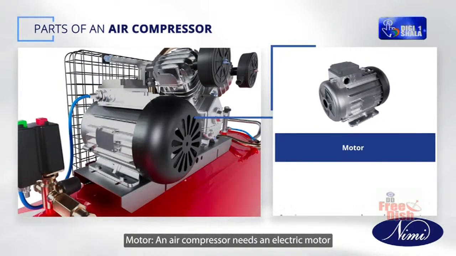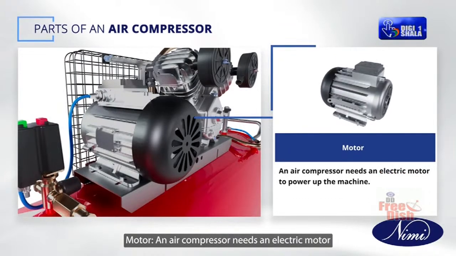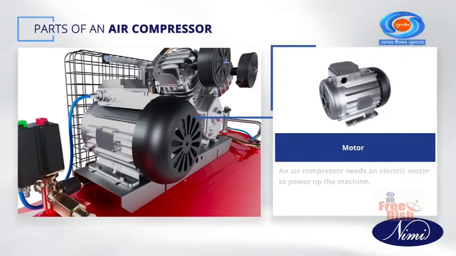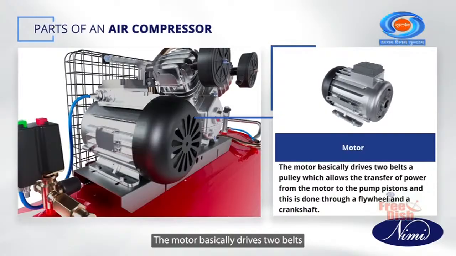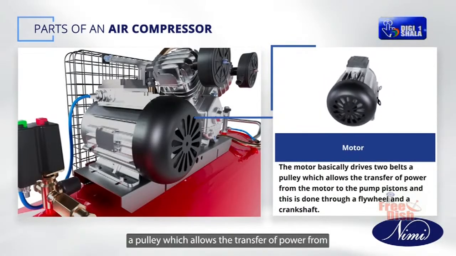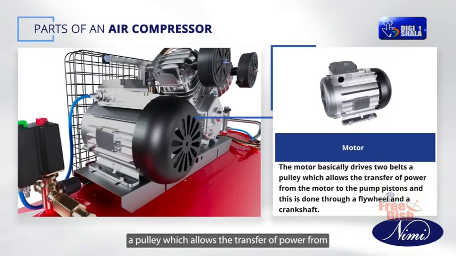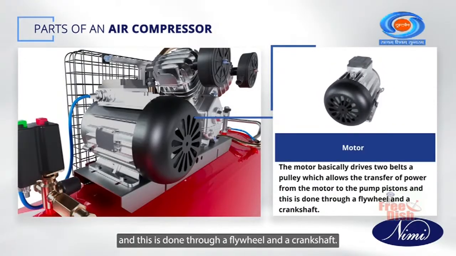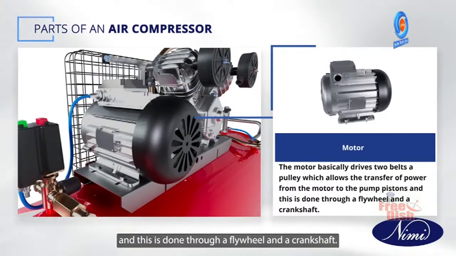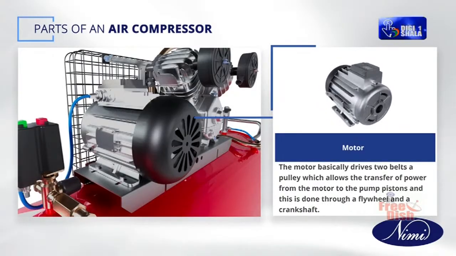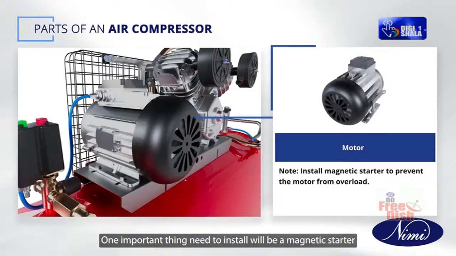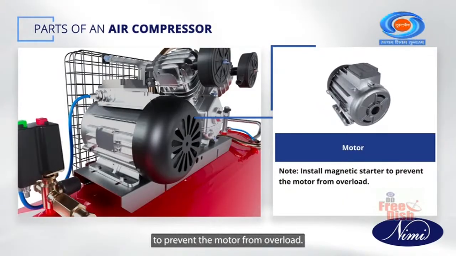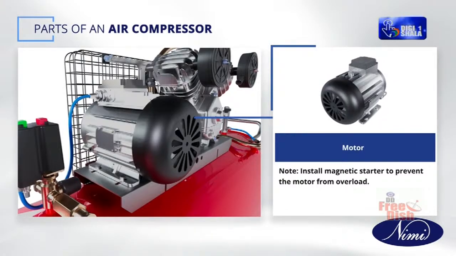Motor. An air compressor needs an electric motor to power up the machine. The motor basically drives a belt and a pulley which allow the transfer of power from the motor to the pump pistons, and this is done through a flywheel and a crankshaft. One important thing to install is a magnetic starter to prevent the motor from overload.